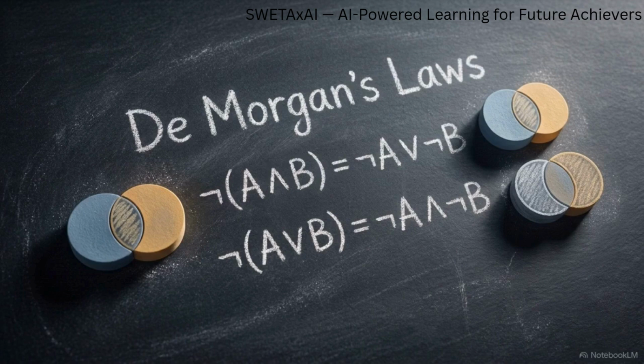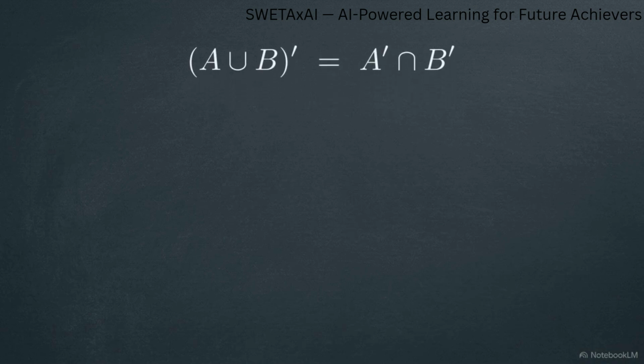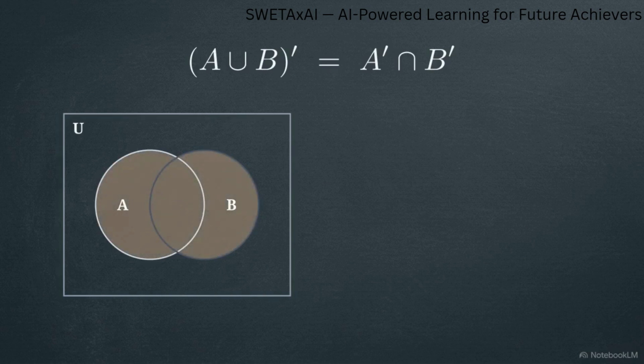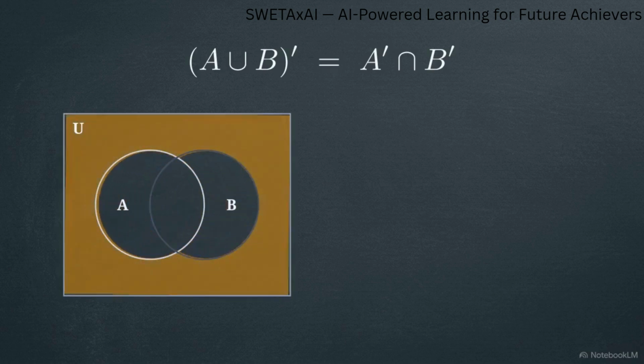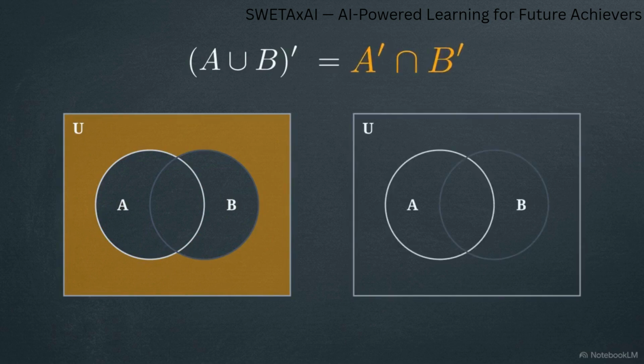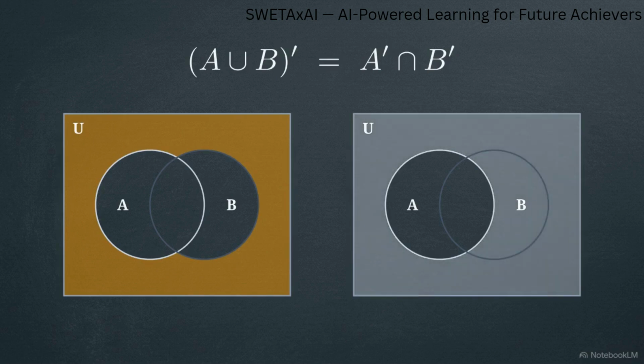While many identities mirror standard arithmetic, De Morgan's laws introduce a unique logic that is heavily tested. This diagram presents the first of De Morgan's laws. The equation states that the complement of A union B equals the intersection of A complement and B complement. The left side calculates the union of the two circles, then highlights everything outside them. We can verify this by walking through the right side of the equation geographically.